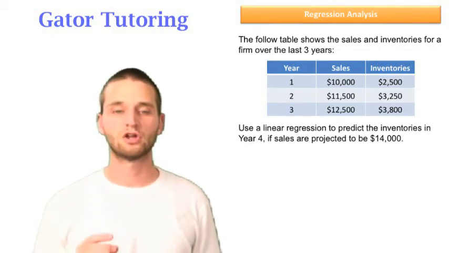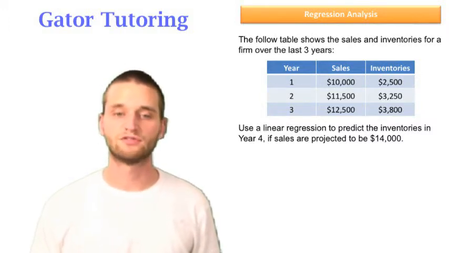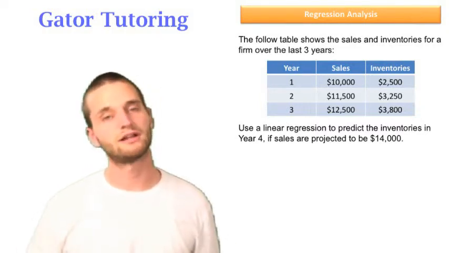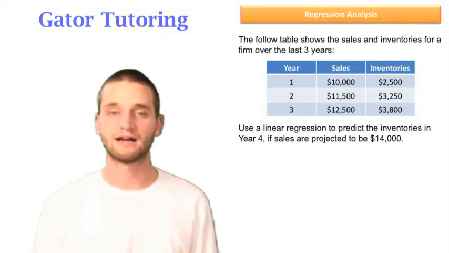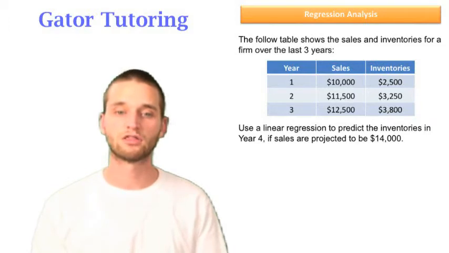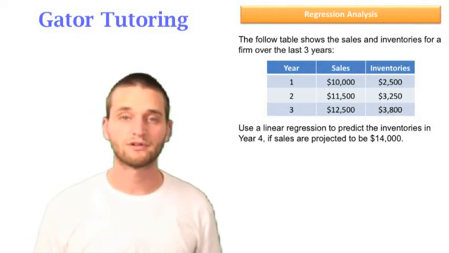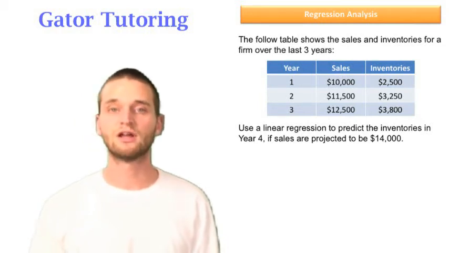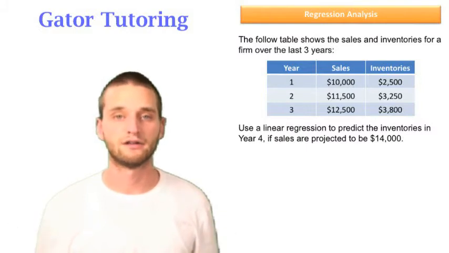So the question is, use a linear regression to predict the inventories in year 4 if sales are projected to be $14,000. So a linear regression really is just what you would have an intuitive understanding of about a line of best fit. So here we have 3 points of data. Each point of data has a level of sales and inventories. If you were to graph these 3 points on a graph with sales and inventories on the axes, and you were to draw a line through them of best fit, that's kind of the idea behind the linear regression.